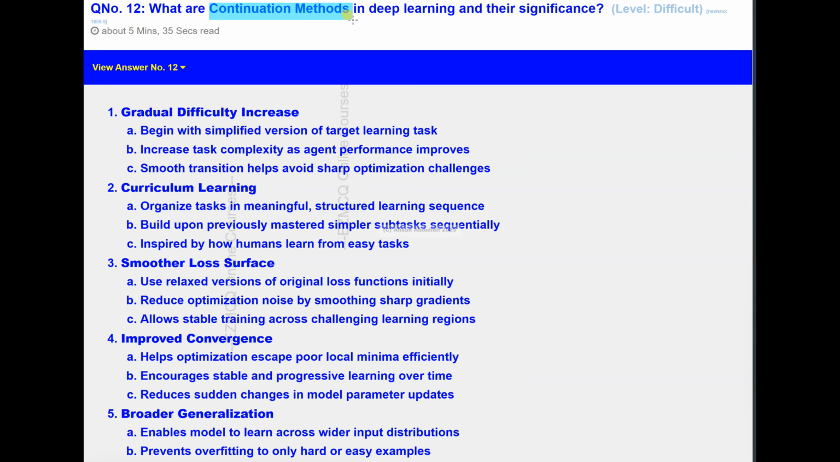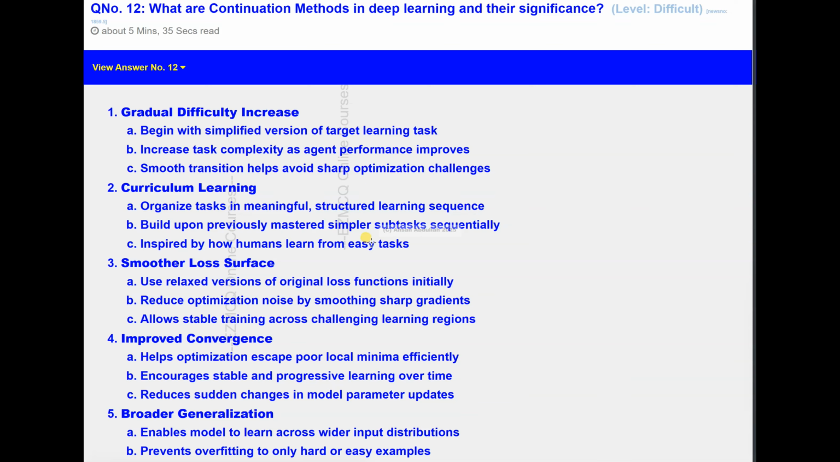This approach mirrors the human learning paradigm. And of course, in this way, it addresses many challenges of deep reinforcement learning, such as sparse rewards, local minima, unstable gradients. Some we have covered, some are not part of this course. When used properly, continuation methods transform difficult problems into manageable learning steps. And of course, that significantly enhances the performance.